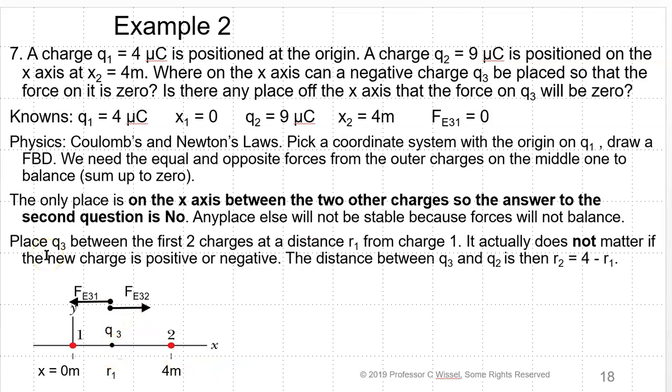Now that we've solved that question, we're going to place Q3 between the first two charges at a distance r1 from charge 1. It doesn't matter if the new charge is positive or negative. Actually, it doesn't make any difference. You can still find a balance point between them. The distance between Q3 and Q2, which is this distance here, is now 4 meters minus r1.